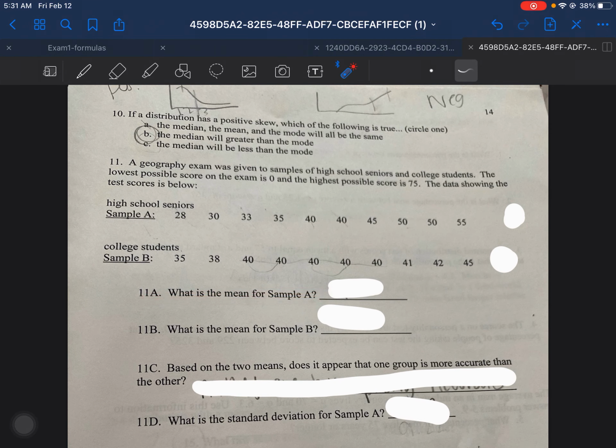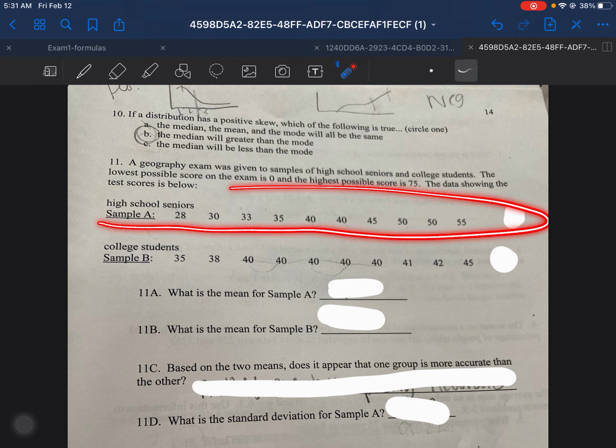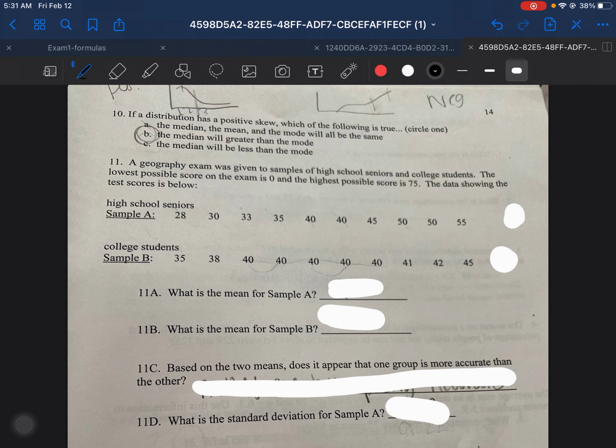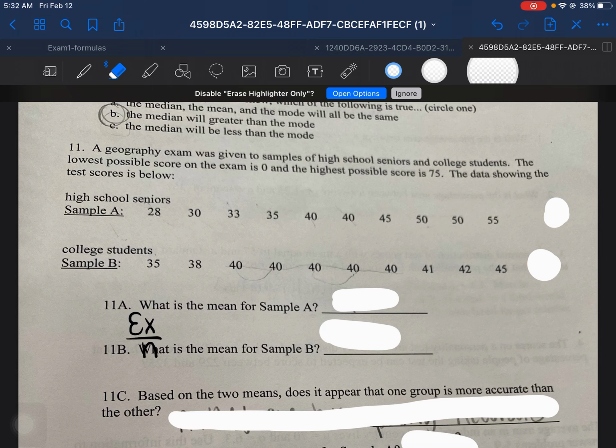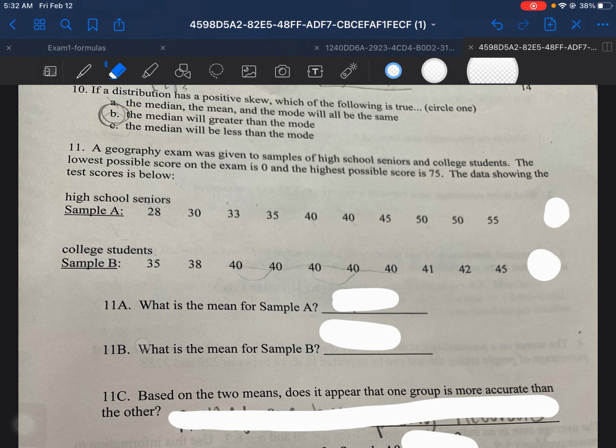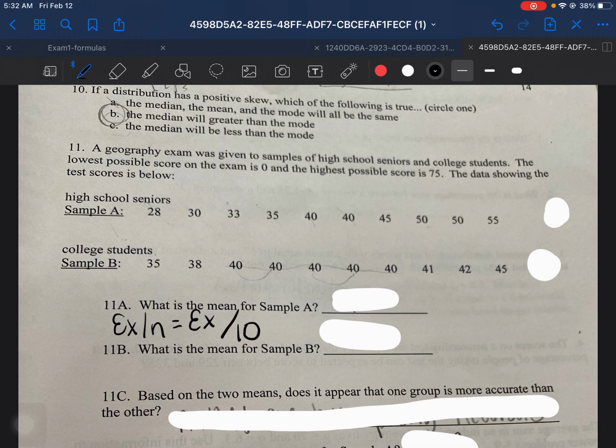But the first question here is asking what the mean is for sample A. These are our samples here. This is sample A. So the way we find the mean is the sum of x over n, where n is the number of responses you had. In this case, it's the number of students. So we had 10 students. So it's going to be the sum of x over 10.